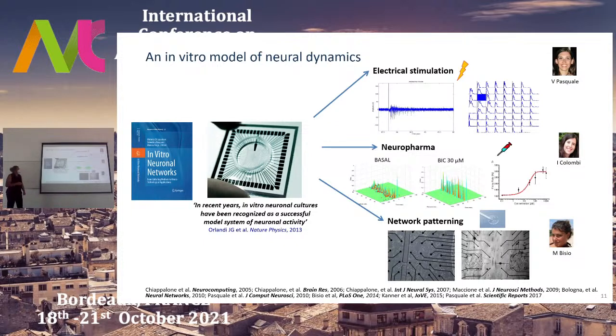And just to provide you an overview of what we can do with this simple system, which has been, by the way, recognized as a fantastic model of neural dynamics, you can use the same electrode that you use for recording also for stimulation. And you can perturb the network by stimulating it. You can treat the culture by putting some drugs in there. And you can also change the topology of the network by imposing a specific organization of the neurons. And in turn, when you modify the topology, as a consequence, you modify the dynamics. So you modify the neural activity of the culture.